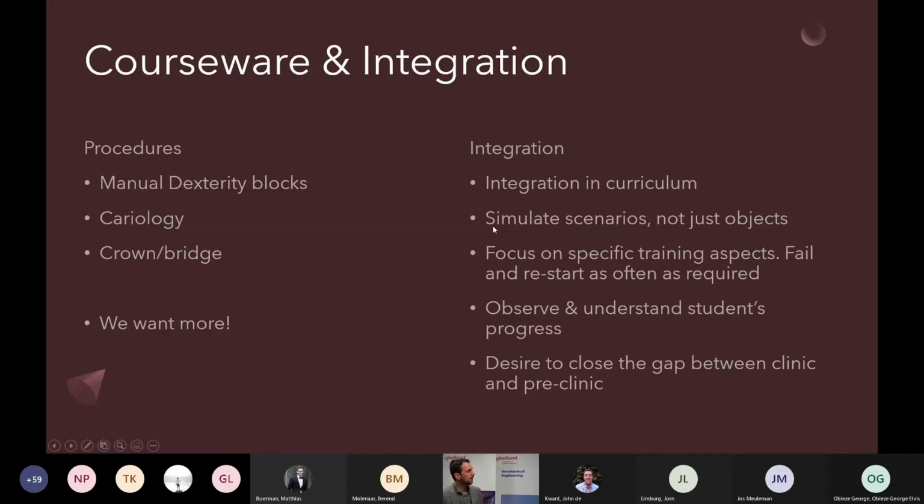Courseware integration. Once we got the systems installed, then we could work on the courseware integration. And what do I mean by that? The procedures. So it's okay if you can drill on a single tooth, but you want to train special procedures. What is it that a dentist has to learn? It is about crown and bridge work, to place a crown on a tooth. Cardiology. They want to have practice blocks. All these things that are normal procedures that dentists have to train, they wanted to be in the simulator.